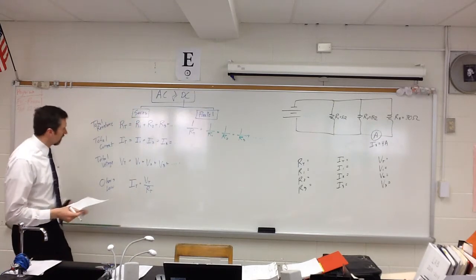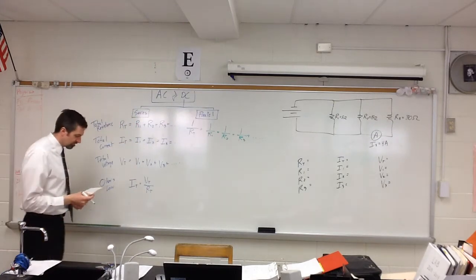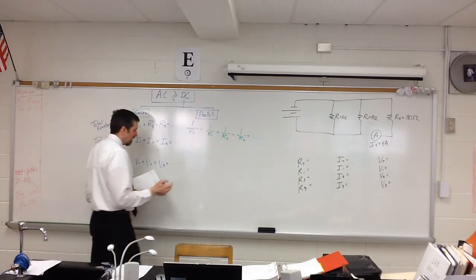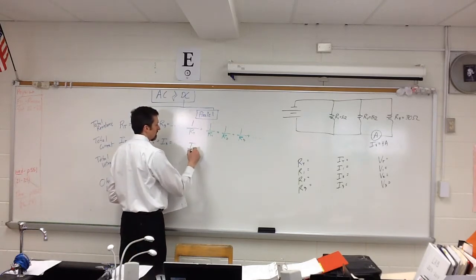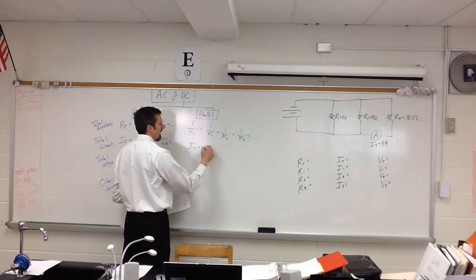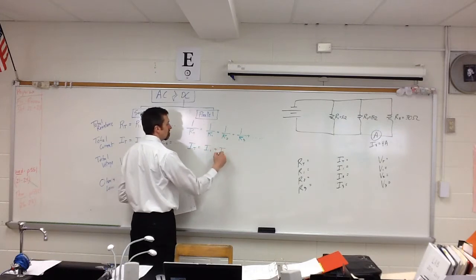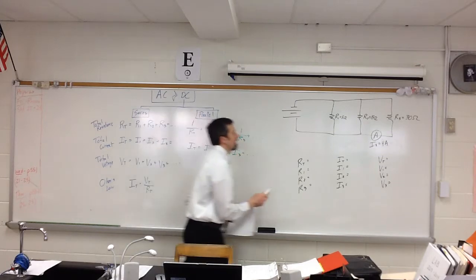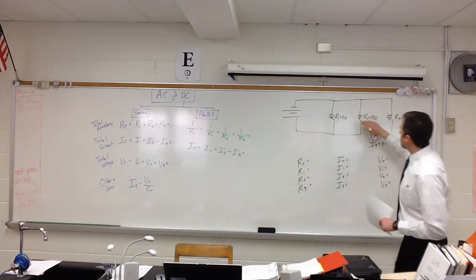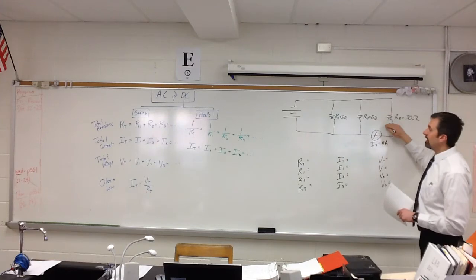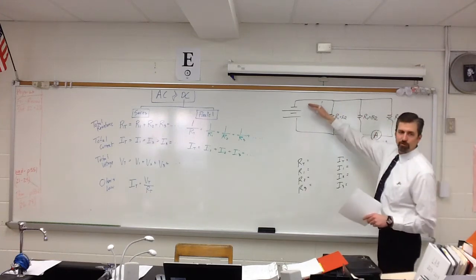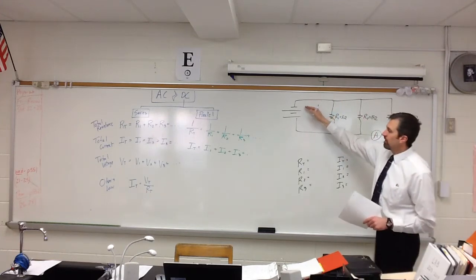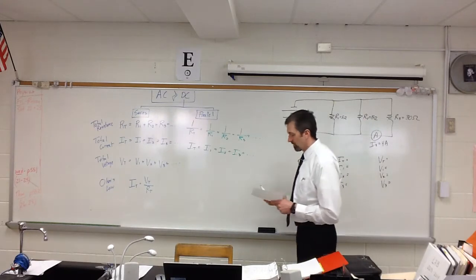Total current. Total current, they are all equal in series. However, in parallel, you have to add them all up. So in other words, if I knew the current here, here, and here, I could add it up, and it would give me the total current that I have over here. So that's a sum of all the individual currents.